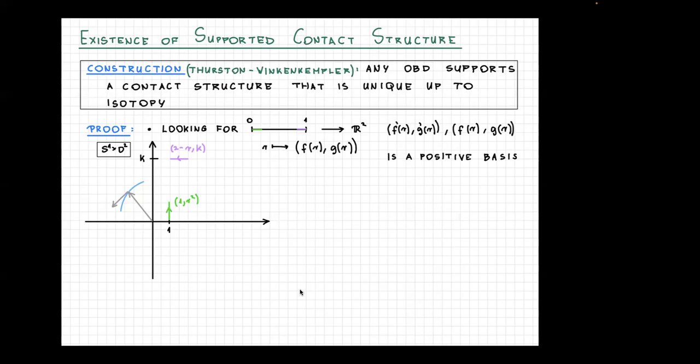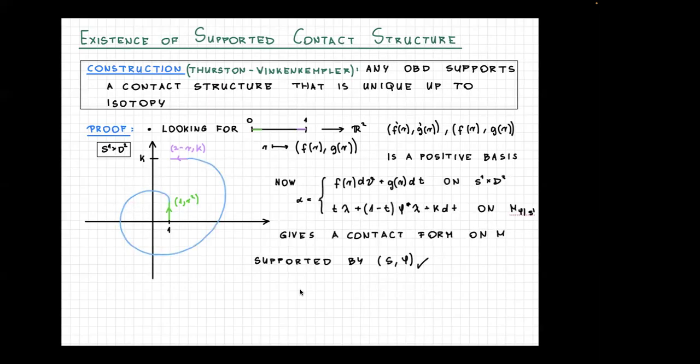And now I can just connect it, and here is the connection. I just have to always go this way to make sure that it's a positive basis. If you do that, you will end up having a contact structure which is supported by your open book. And then what you want to show, so this one is already pretty good, is that this contact structure is unique up to isotopy.